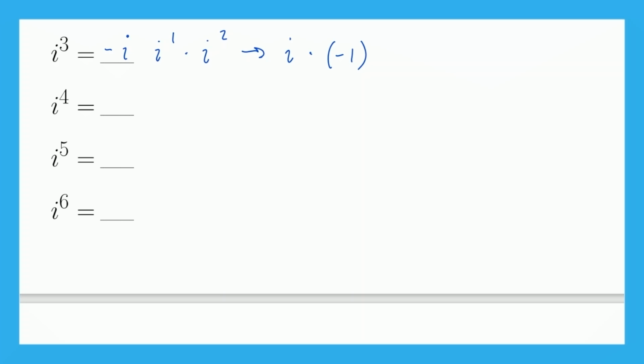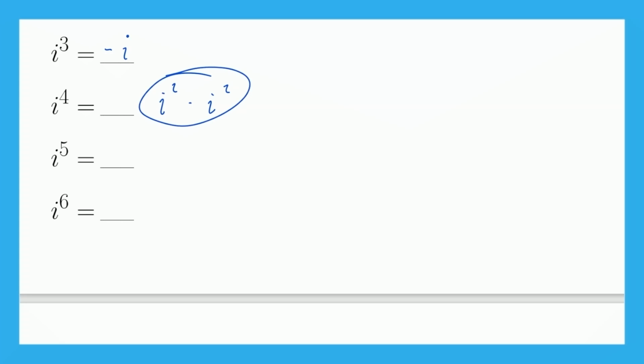What about i to the power of 4? Well, i to the power of 4 is like saying i squared times i squared, right? So let's write i squared times i squared. Now we also just talked about that i squared is equal to -1. So this expression is like saying -1 times -1. And -1 times -1 is going to be +1. So i to the power of 4 simplified is just 1.